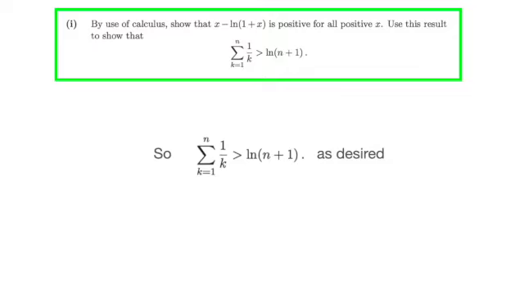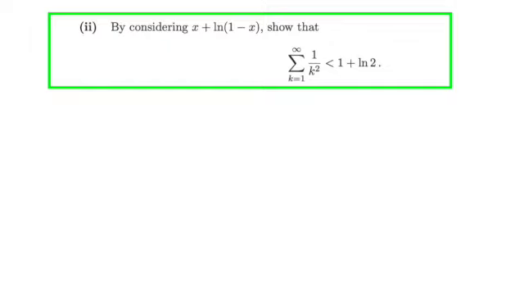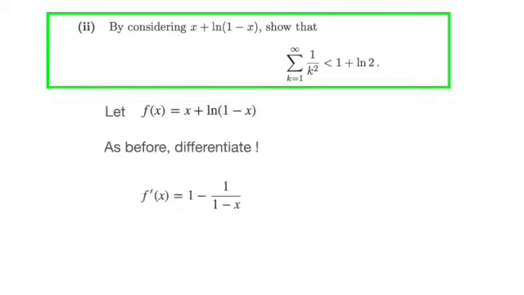As always, the second part of the question is more challenging. Let's look at what the question wants us to prove. It wants us to consider x plus ln 1 minus x and use this to prove an inequality involving squares of fractions. Let's get inspired by what we have done before and differentiate this function.